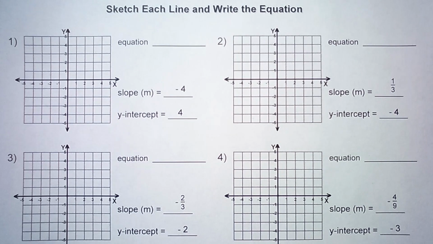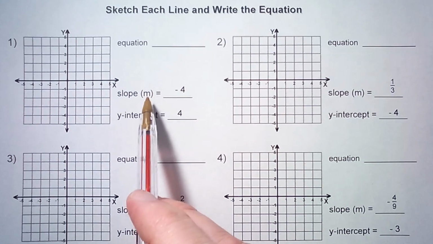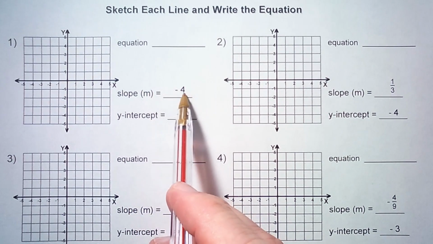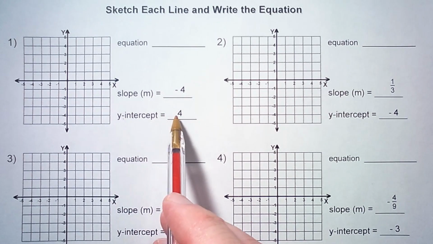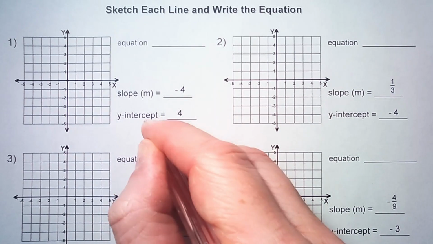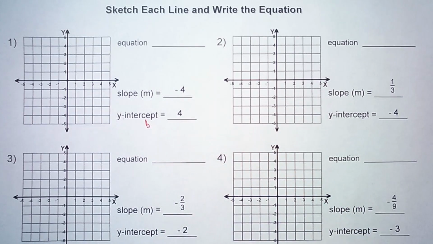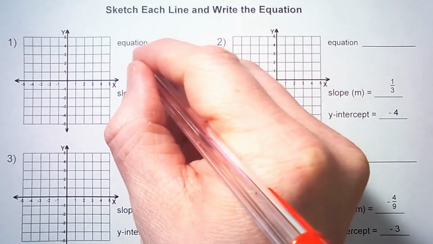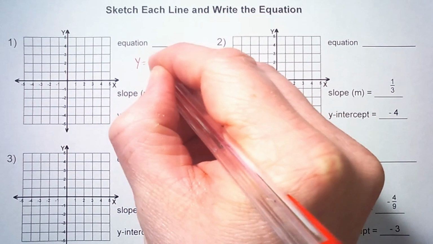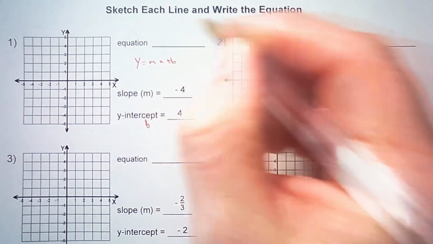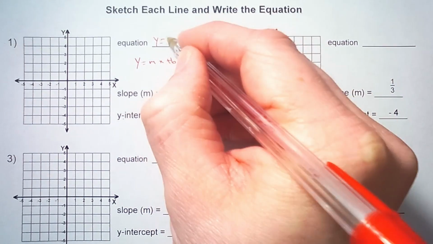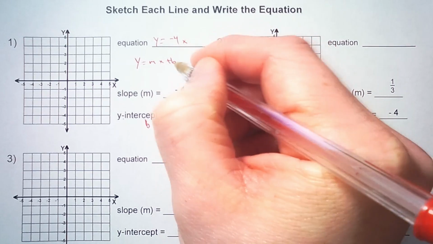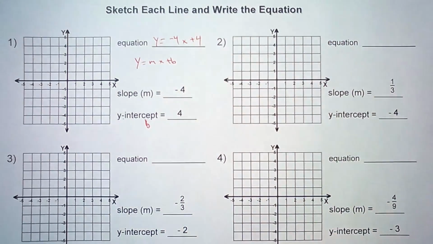Hey everybody, in this video we are going to go over some basics of graphing linear equations and writing linear equations. So here we have a slope, which is called m, of -4. We have a y-intercept, which is called b, of +4. Okay, so let's write that in slope-intercept form, which is y equals mx plus b. So that would be y equals m, -4, times x plus b, which is 4.